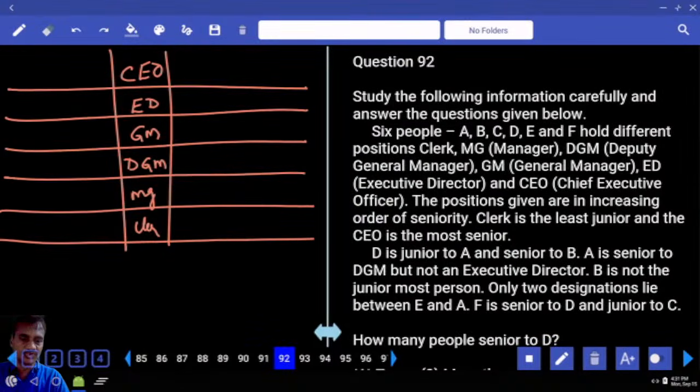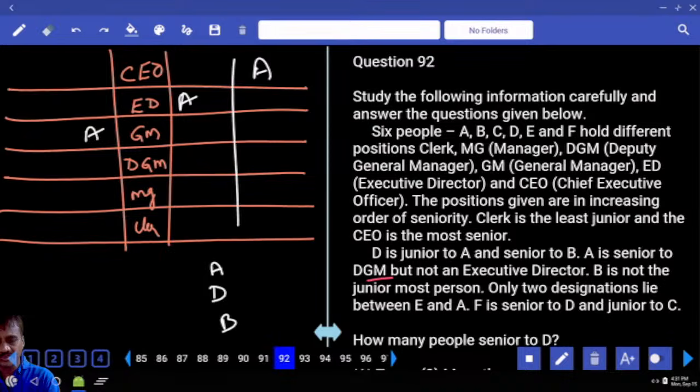Now in this, D is junior to A. D is junior to whom? A, and senior to whom? B. Clear? A, D, and B. A is senior to DGM. A can be here, here, or here, 3 positions. Then A is senior to DGM, but not ED, not Executive Director. Hence, how many possibilities? Only 2 possibilities.